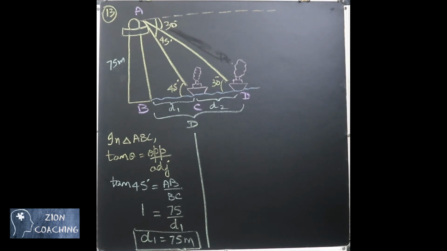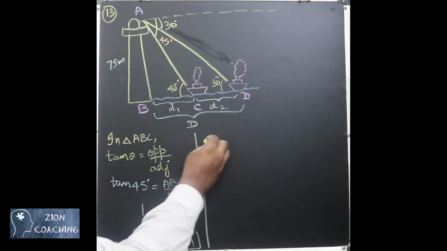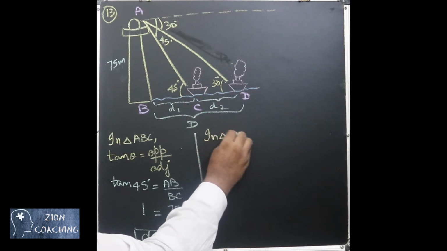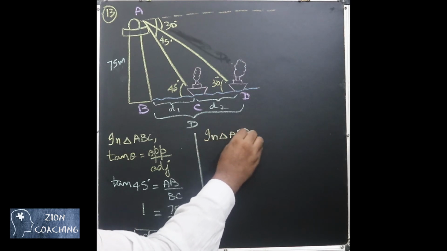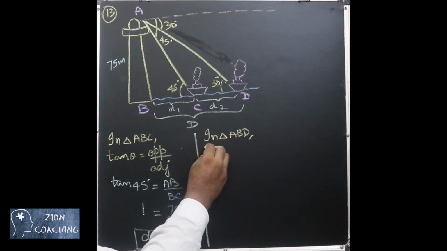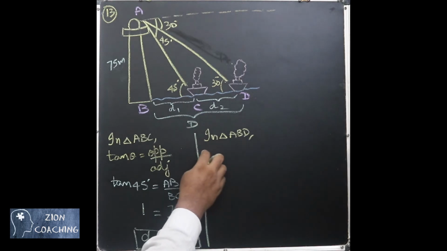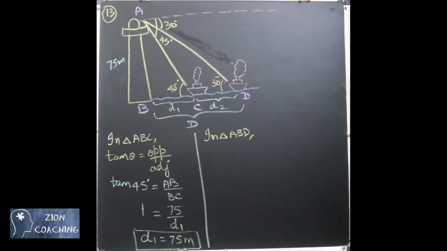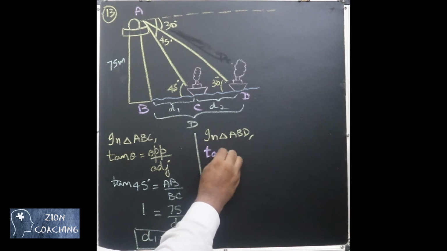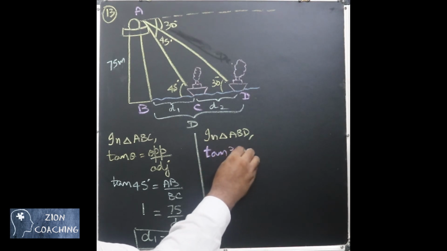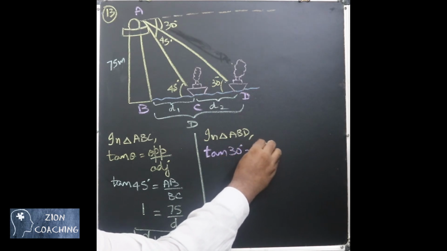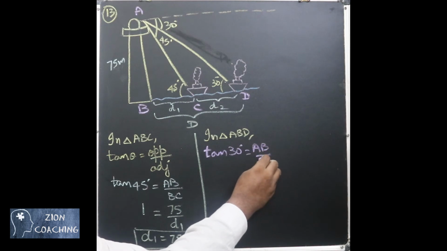Taking the bigger triangle, in triangle ABD, again we are going to relate the opposite side and the adjacent side. So we are going to have tan theta. Now the angle is 30 degree. So we are going to have tan 30 degree is equal to opposite side, that is AB, by adjacent side, that is BD.